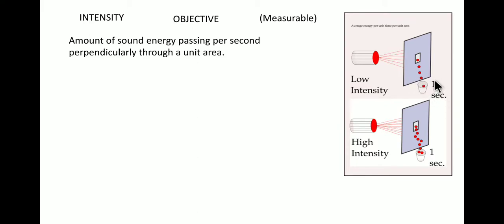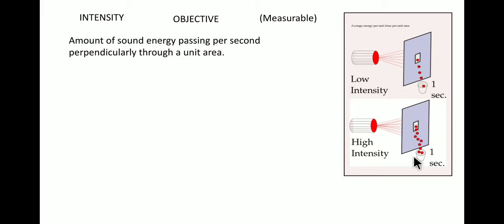Okay, in 1 second the intensity falls in this particular area, and that much is the amount of sound collected. And high intensity means more sound waves will be passing through the same area in 1 second. So this is intensity, this is high intensity, and this is low intensity. The more the intensity, the louder the sound, and the less the intensity, the less loud the sound. So that is very clear, right?